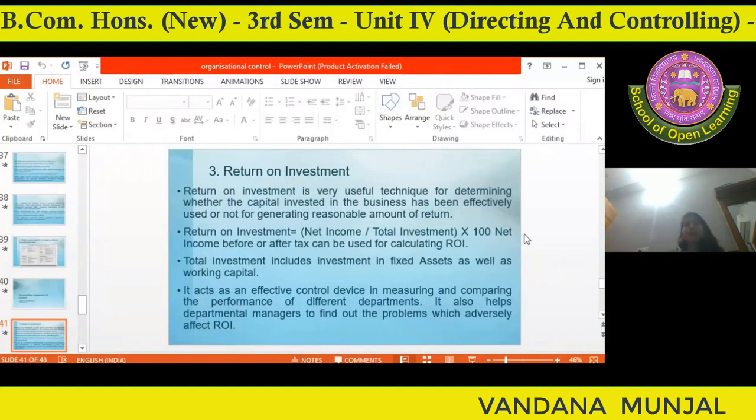For example, अगर A department हमको 90% return on investment दे रहा है and there is another department which is giving 50% return on investment, then you can simply compare the performance of A department with the B department on the basis of percentage.